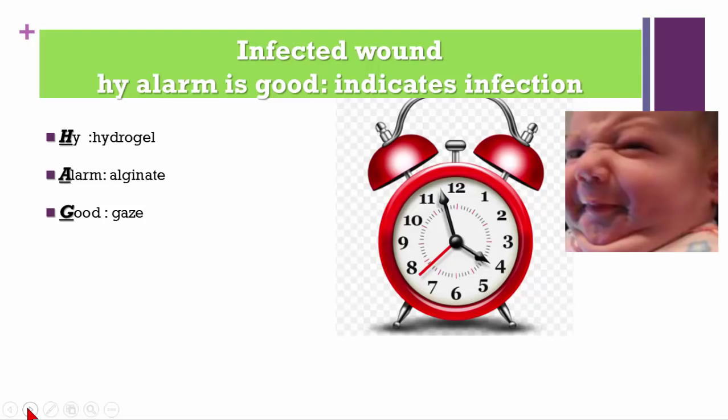So if the patient has an infected wound, how would you remember this? Just remember, high alarm is good. This is a high alarm, with a very loud noise, that I kept, and that is good because it indicates infection. Infection smells. So from this kid phrase we can remember that. High means hydrogel. Alarm means alginate. Good means gauze. High alarm is good.